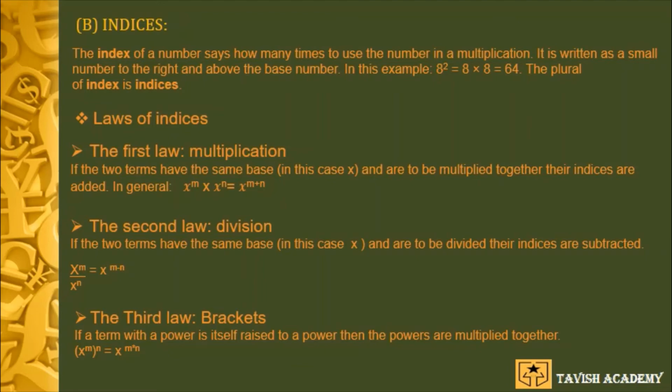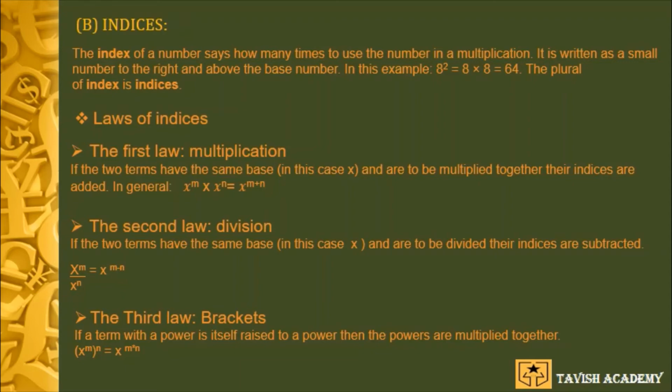The second law, division. If the two terms have the same base, in this case x, and are to be divided, the indices are subtracted. Therefore, x to the power of m upon x to the power of n will be equal to x to the power of m minus n.